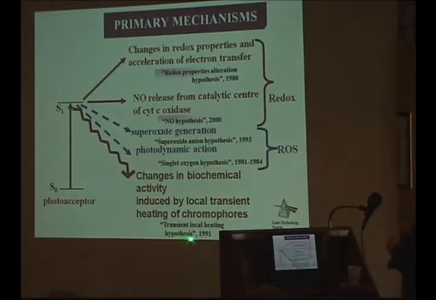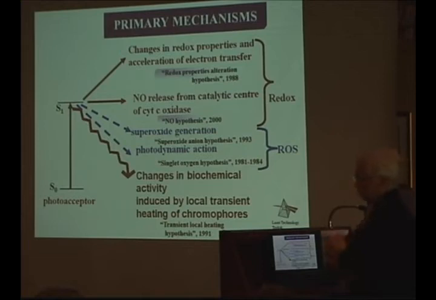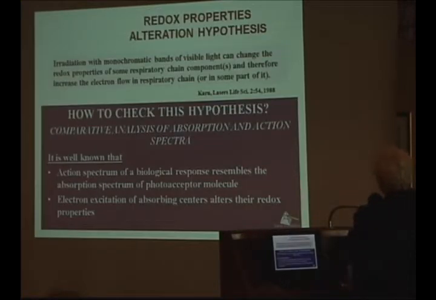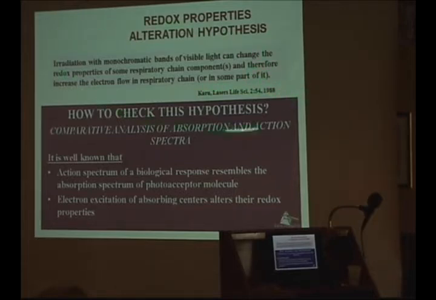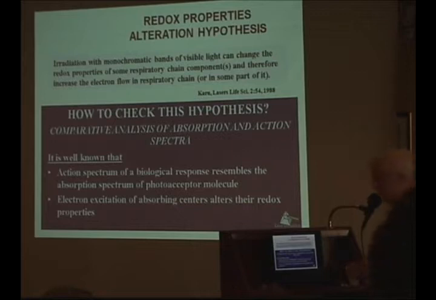And this one, I think this is important also depending on irradiation parameters: changes in biochemical activity induced by local transient heating of chromophores. Because in every case of electronic excitation, you also get some local heating. And again, it depends on the parameters of light you use. You can get this one as well. And this, as I told, was my favorite one, and I still think that it is one of the most important hypotheses. But to check it properly was very difficult. At that time, we were not able to do that.